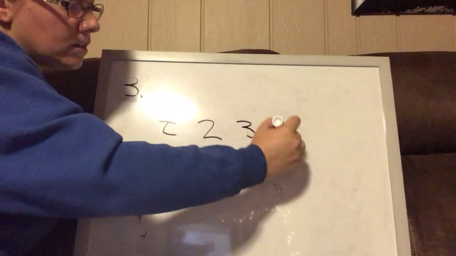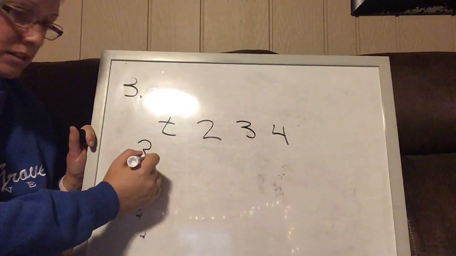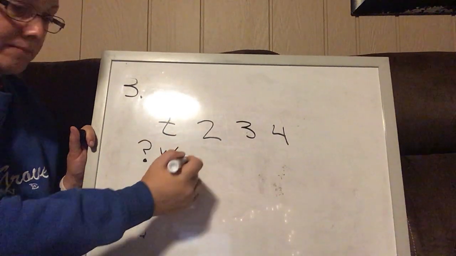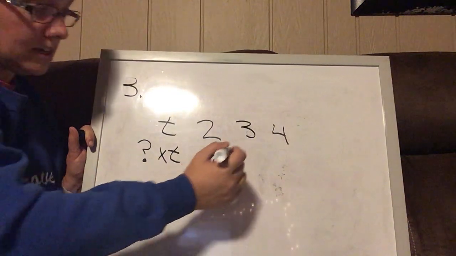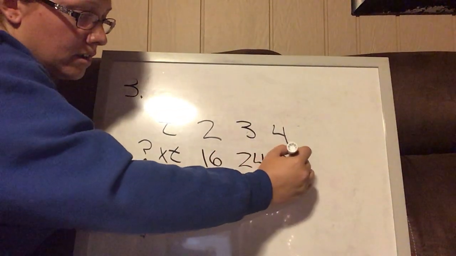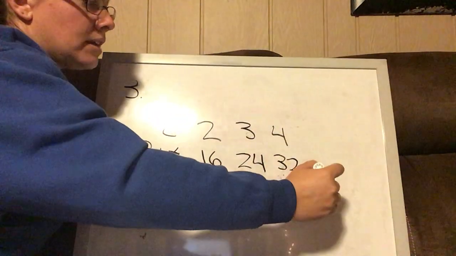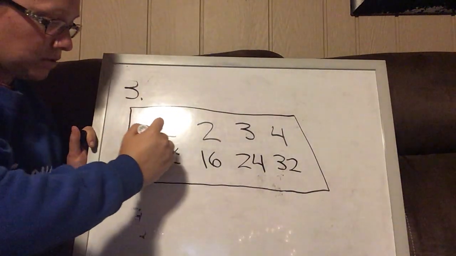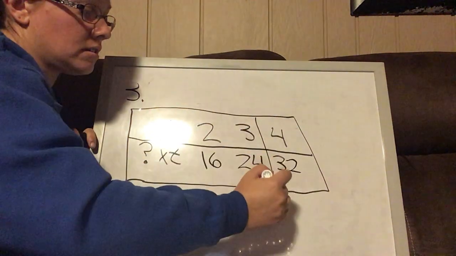This is number 3. We're looking at the variable t, and t is going to be a 2, a 3, and a 4. My expression is my mystery number first, blank times t. And I will get 16, 24, and 32. I'm going to draw a table the best I can. I'm not going to use a ruler or anything. This is not art class. Just do your best, guys.